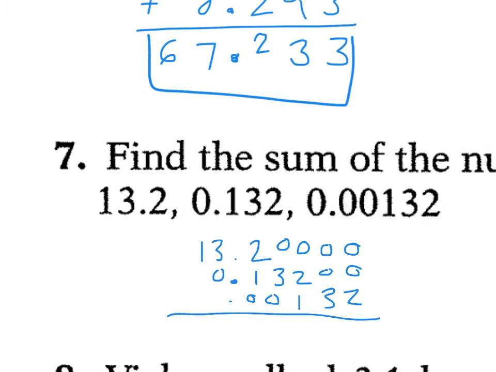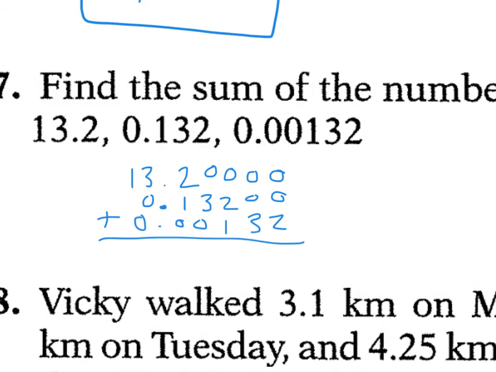And we are adding. So 0 plus 0 plus 2 is 2. And we have 0 plus 0 plus 3 is 3. 0 plus 2 plus 1 is 3, 0 plus 3 plus 0 is 3, and 2 plus 1 plus 0 is 3. We need to drop our decimal down in line, and we have 3 plus 0 plus 0, which is 3, and then 1 there. So our answer is 13.33332.